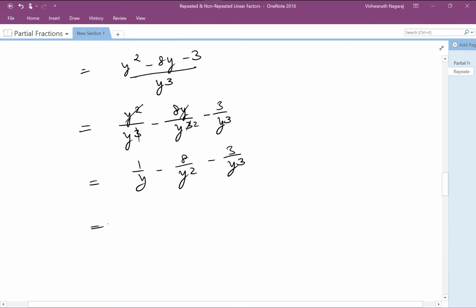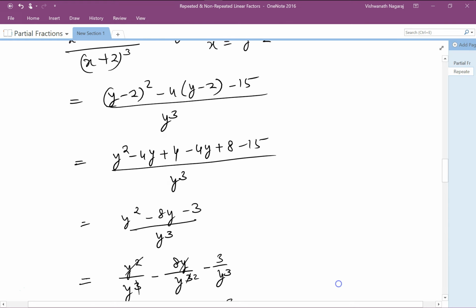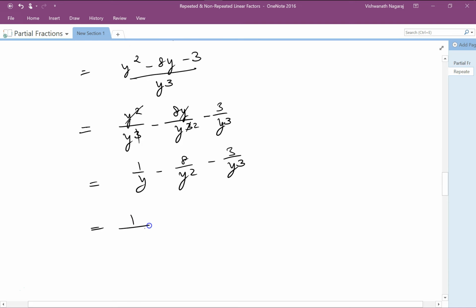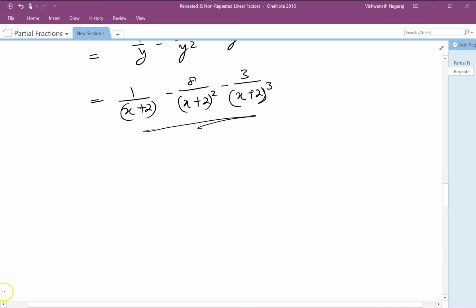Now y is what? Y is x plus 2. So just now substitute it back. 1 by x plus 2 minus 8 by x plus 2 square minus 3 by x plus 2 cube. So the same answer as before.